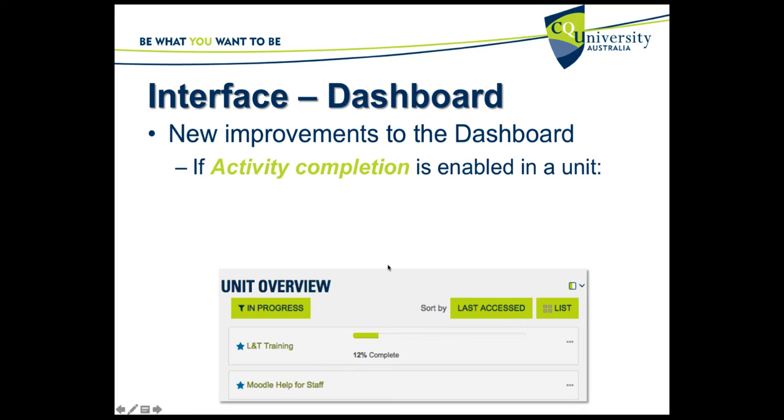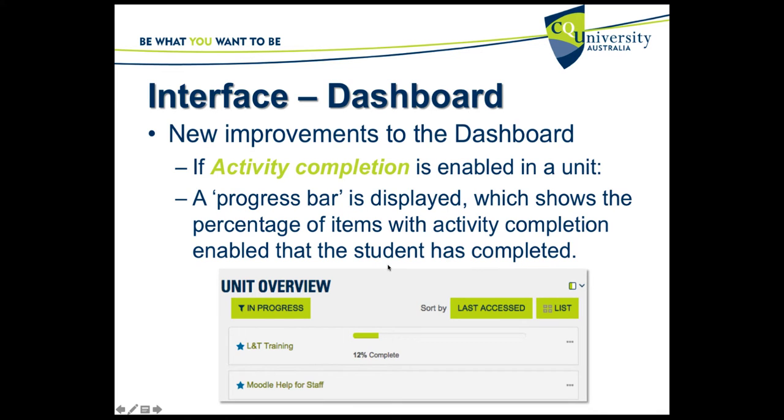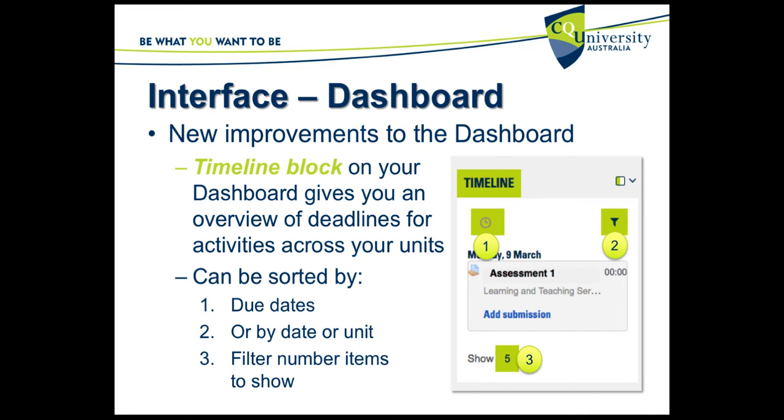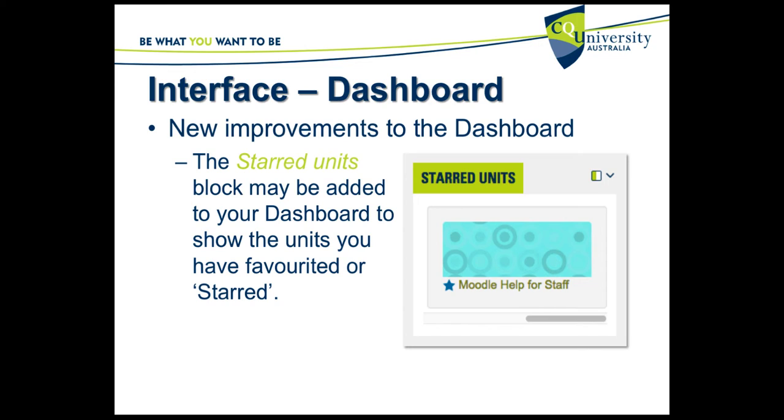If activity completion is enabled in a unit, the students will see a progress bar which shows the percentage of items with activity completion enabled that the student has completed. A new timeline block on your dashboard gives you an overview of deadlines for activities across your units. And it can be sorted by due dates or by date or unit, and you can filter the number of items to show. The starred units block may be added to your dashboard to show the units you have favorited or starred.